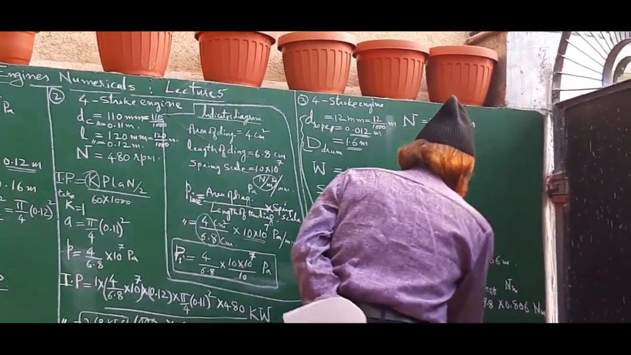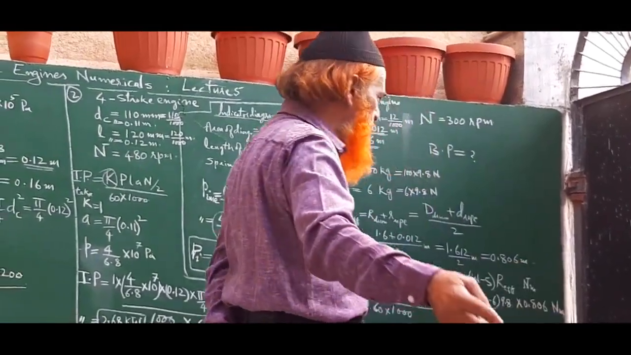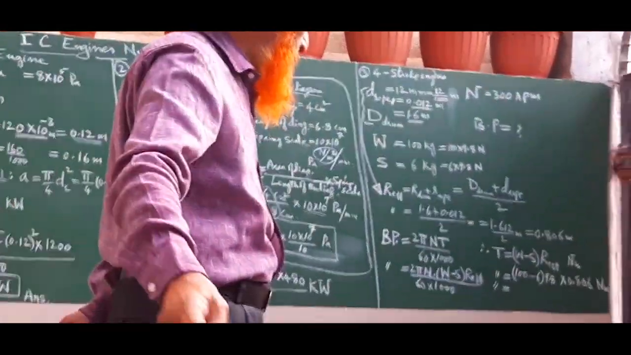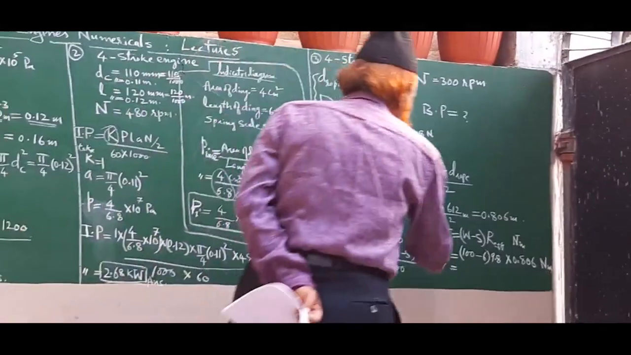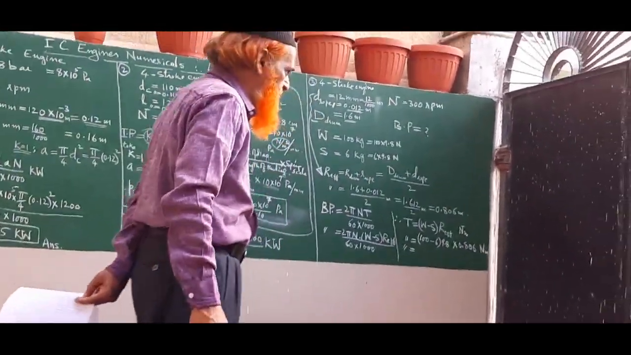Okay, make the calculation. That is 94 into 9.8 into 0.806. Tell me how much, fast, so that we can put BP so much. Come on, do it.